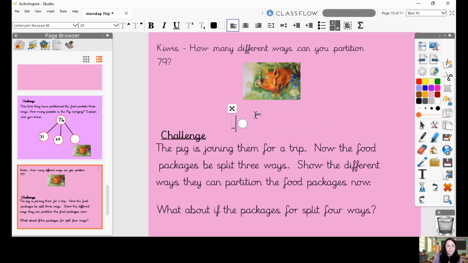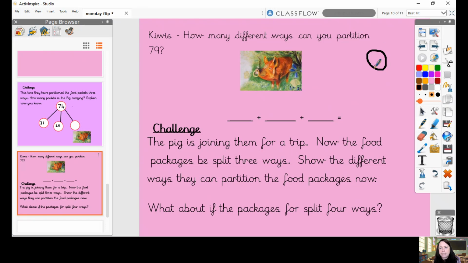So I want you to show the different ways that they can partition the food packages now. So you might have one number plus one number plus one number equals the altogether number. Or you might want to present it as a part, part, part whole. There we go, 3 parts make the whole. If you do lots of those and you really want to impress me, I want you to have a think about what would happen if they split the packages between 4 of them. Come up with as many different ways as you can.